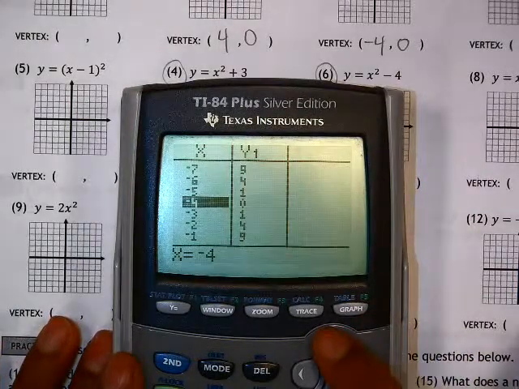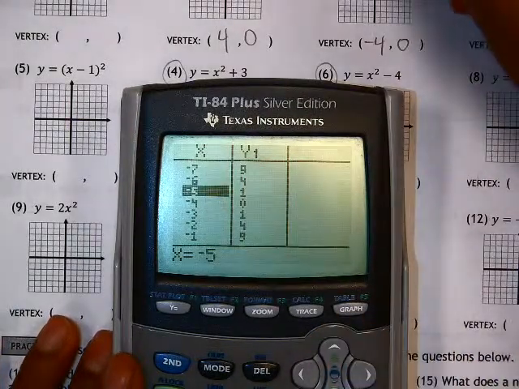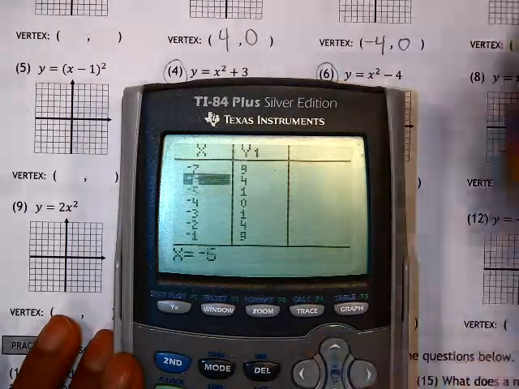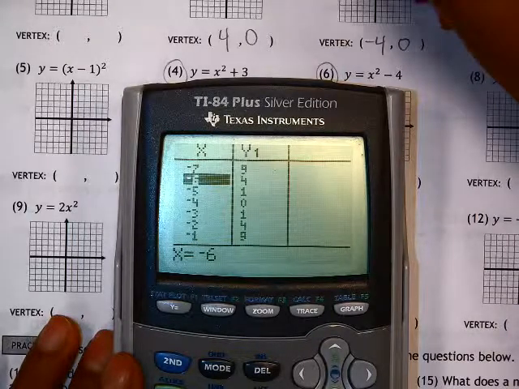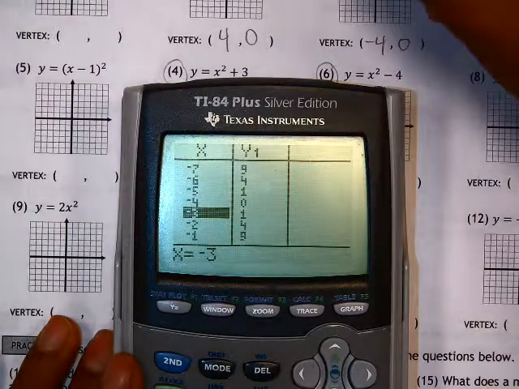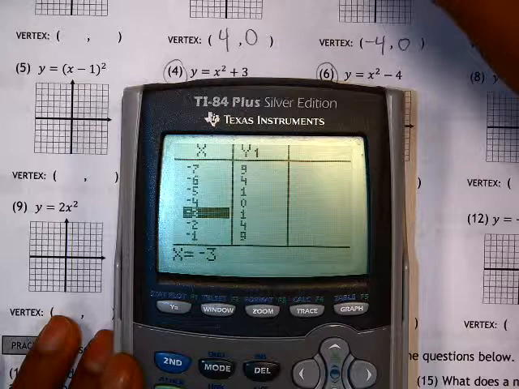And let's plot a couple points to the left of that, -5, 1. So let's plot the vertex first, -4, 0, -5, 1, and -6, 4. And then a couple points to the right of the vertex, -3, 1, and -2, 4.